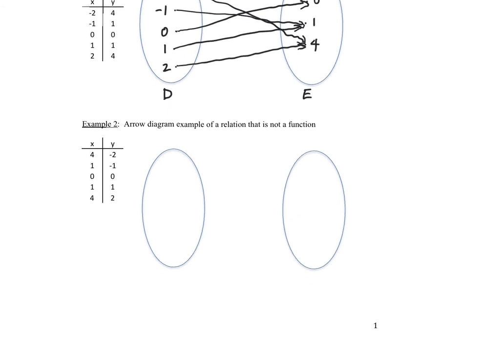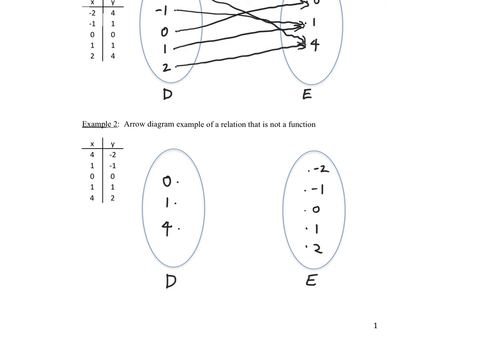This time we'll look at an example of a relation that is not a function. A relation is just an x, y pair. Again, we have the same situation as before. Our domain is going to be called D, and we're not going to write duplicate elements. So we're going to put a 0, a 1, and a 4 for our input values. Our output values are going to be contained in that set E, and we're going to label our output values of -2, -1, 0, 1, and 2.